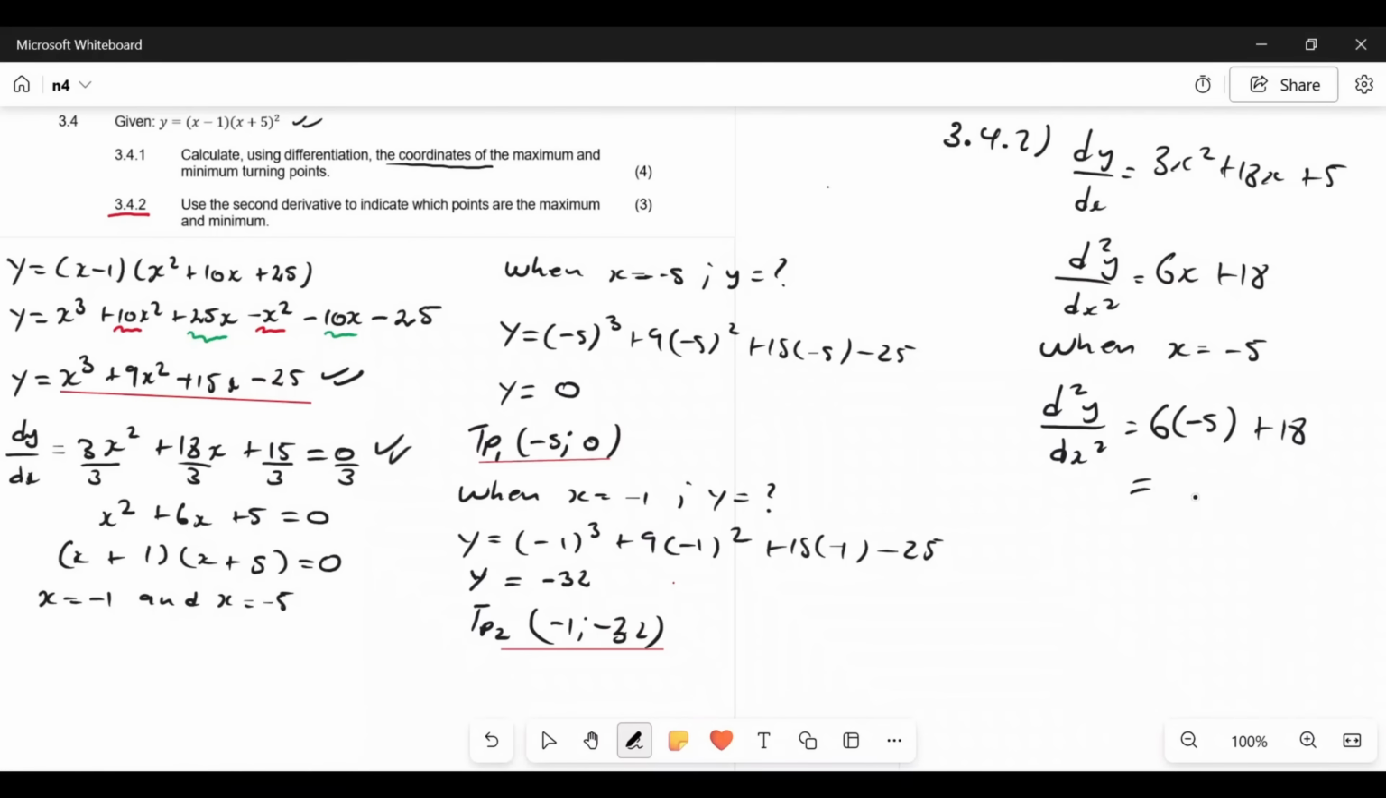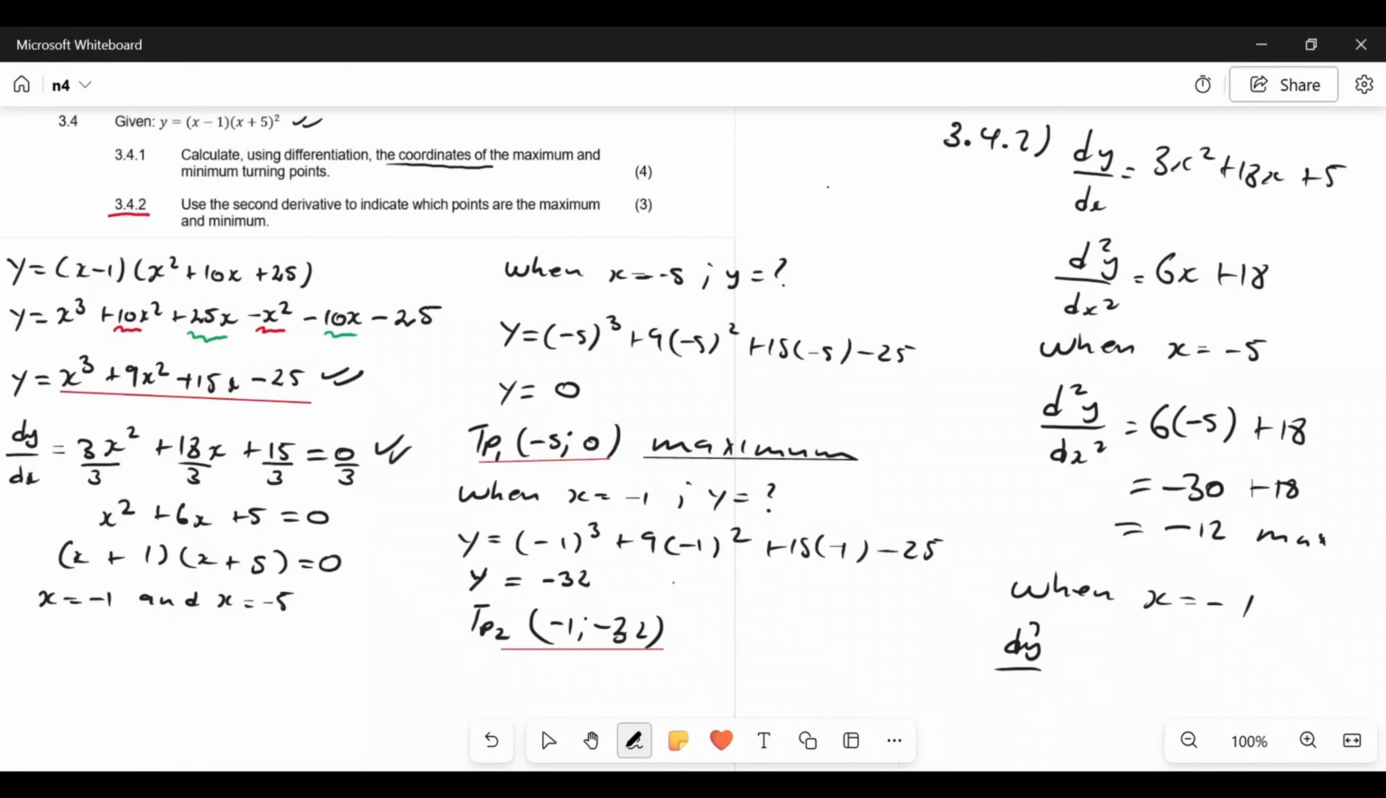So this here is going to give us -30 plus 18. So all in all, this is going to give us -12. So this makes it to be maximum, right? Also, write it next to the turning point there. So meaning this here is going to be maximum. There we go. When x is -1, we have to substitute again.